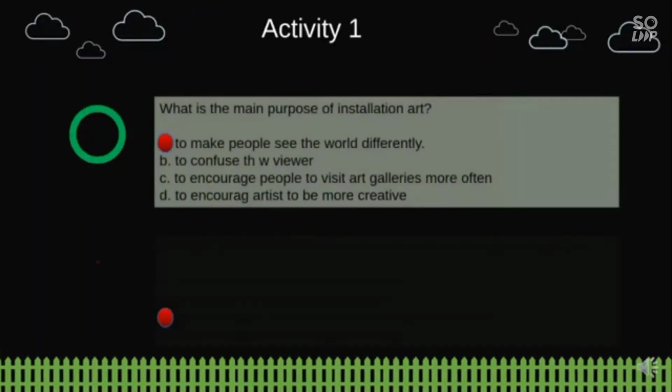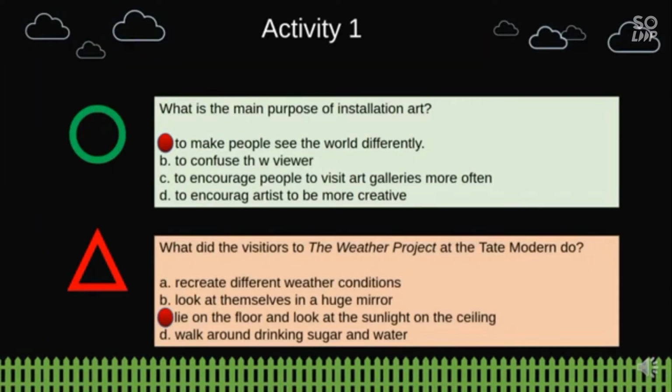So the first answer is A, to make people see the world differently. That is the purpose of installation art, because when we talk about art, people will think we must be painting again. So actually, it has a lot of meaning, okay? You can use various things, various materials to make the art actually.